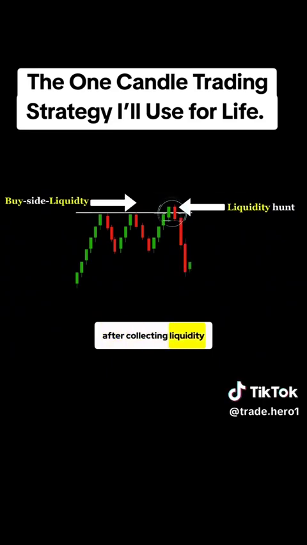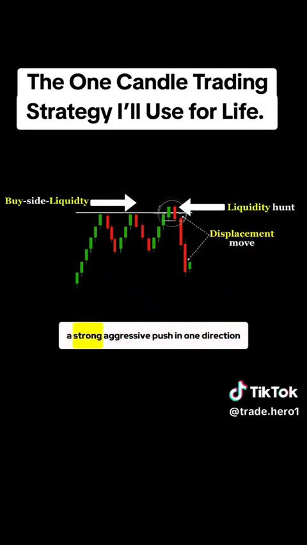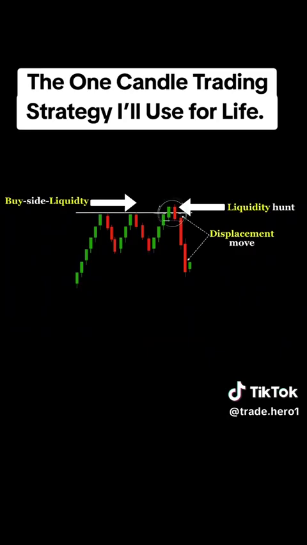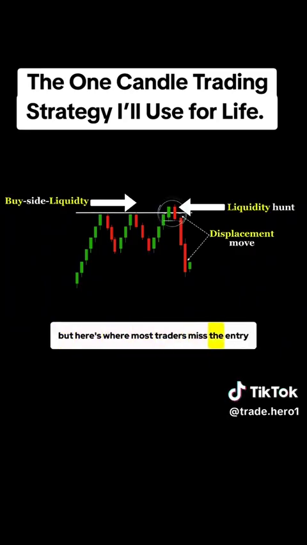After collecting liquidity, smart money shifts gears. Now they create a displacement move, a strong, aggressive push in one direction. This move breaks structure, forms fair value gaps, and leaves behind liquidity voids. Classic signs of institutional intent. You'll see large candles, little hesitation, and a clear change in order flow. But here's where most traders miss the entry.